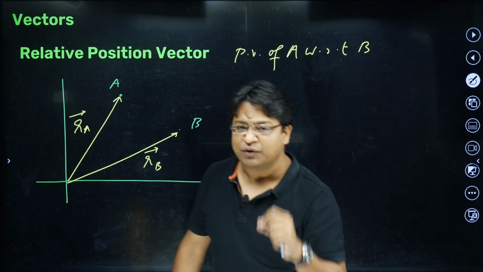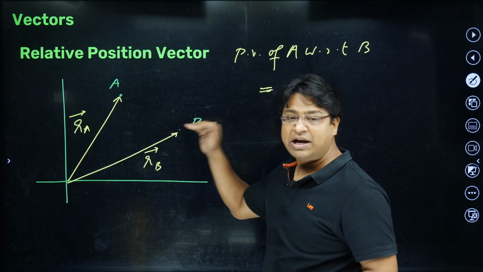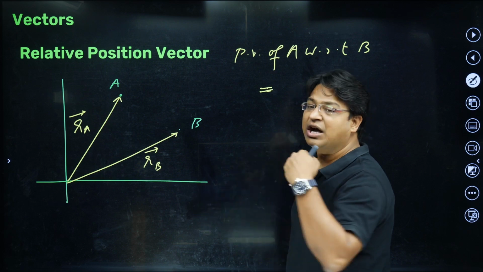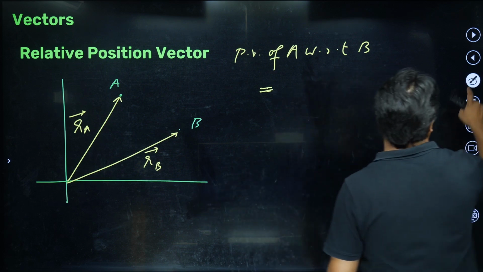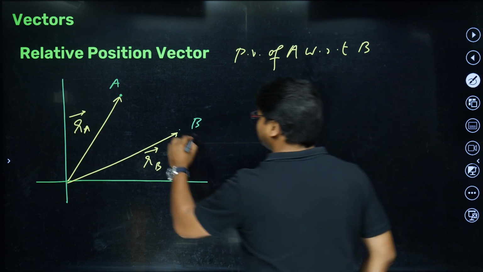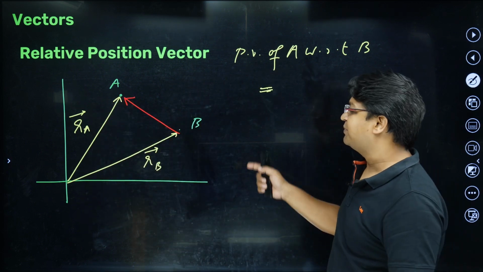It means that if you are standing at B, then where will you look and how far will you look to see a point, or where will you travel and how far will you travel to reach the point A. So that is the position vector of A with respect to B. This is the vector that we are talking about right now.